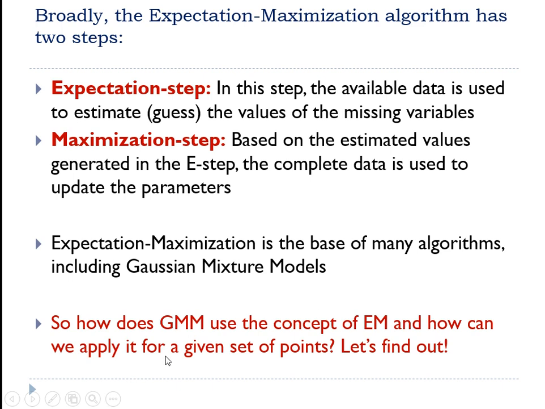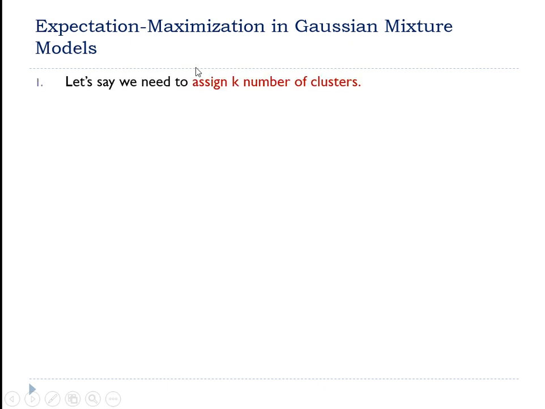So the next question is, how does GMM use the concept, that is, how does Gaussian mixture model use the concept of the expectation maximization algorithm, and how can we apply this for doing clustering, right? So the question is, how do you use GMM and EM to do the clustering? So let's find that out. So let's now see the algorithm for expectation maximization in Gaussian mixture model.